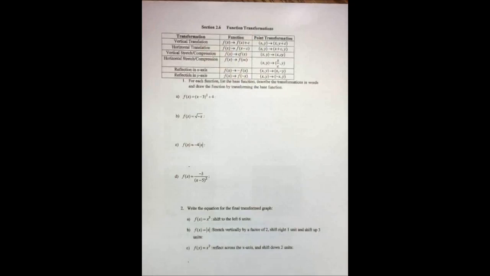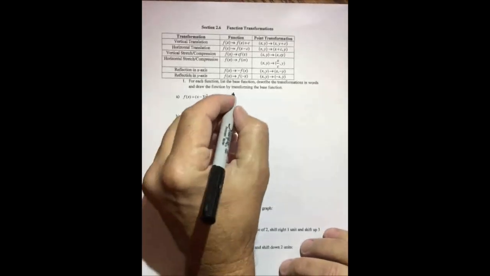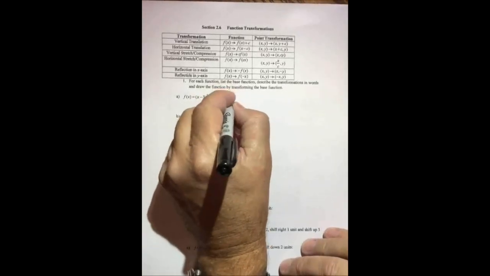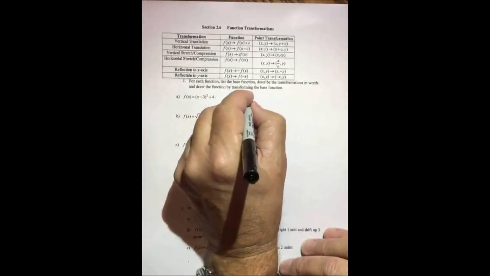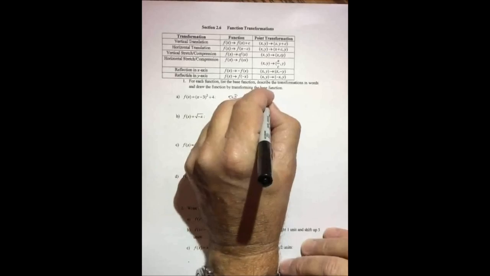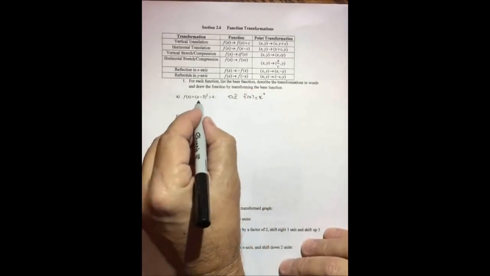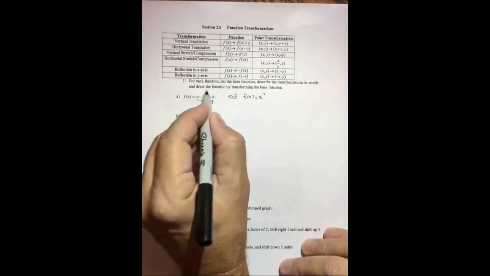All right, section 2.6. Let's do a couple of these. Problem 1, it says for each function, list the base function, or the reference function, what we call it in our class. Describe the transformation in words and draw the function by transforming the reference function. Okay, so the reference function is f of x equals x squared. And this means what? We're going to go 3 to the right and 4 up.